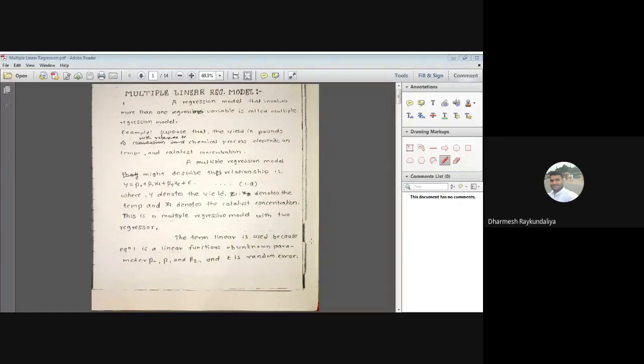As I say, in simple linear regression, is this window visible? Yes, sir. Yes, sir.